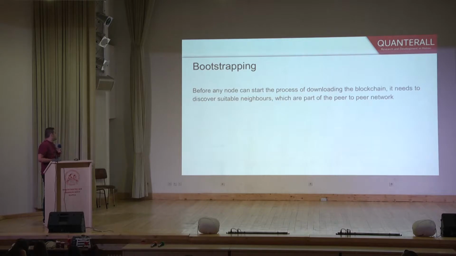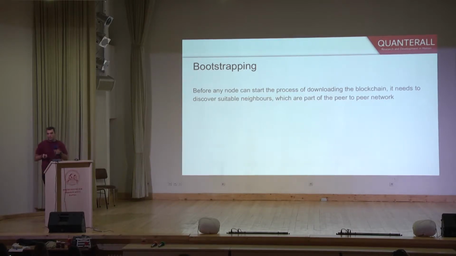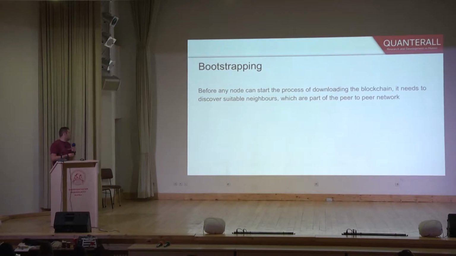So for the bootstrapping, before any node can start the process of downloading the blockchain, it needs to discover suitable neighbors, which are part of the peer-to-peer network. We have two ways of bootstrapping this process. The first one is to have a central service which hands out an initial set of peers, for example, via DNS lookup. And the second one is to rely on a hard-coded set of peers or neighbors in the configuration files. Both of these options have advantages and disadvantages.